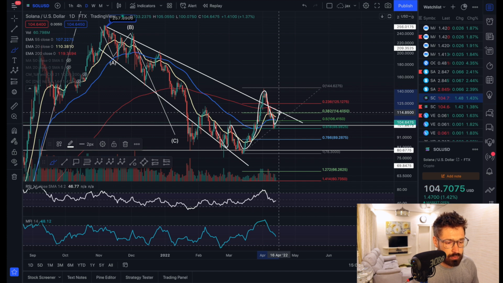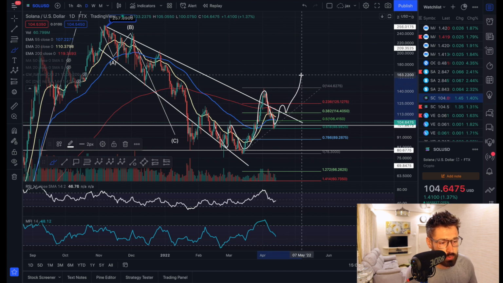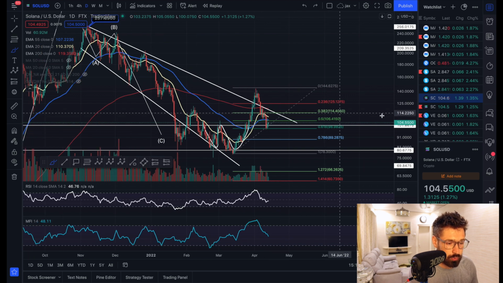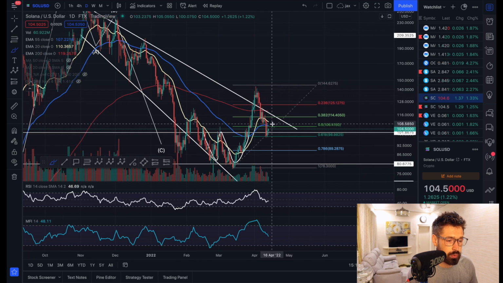So if we can hold that level, we can push up to about 114. Of course, if you break out and hold the support, then you could see a huge breakout back to the upside and come up and retest these highs at about 142. But if we do get rejected by the 0.5, we lose the golden ratio.